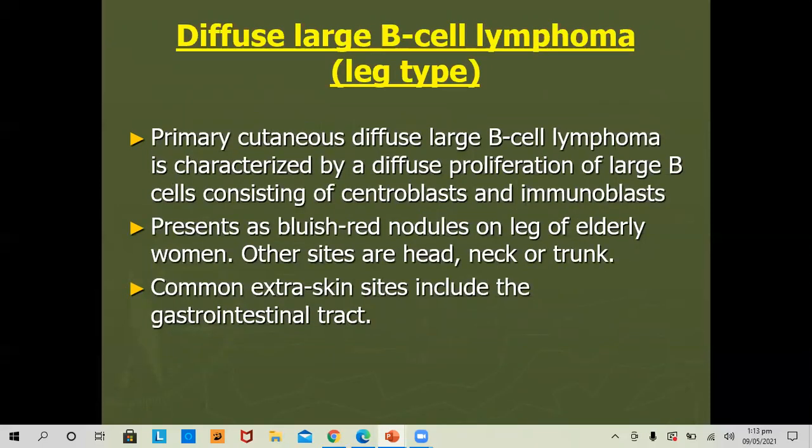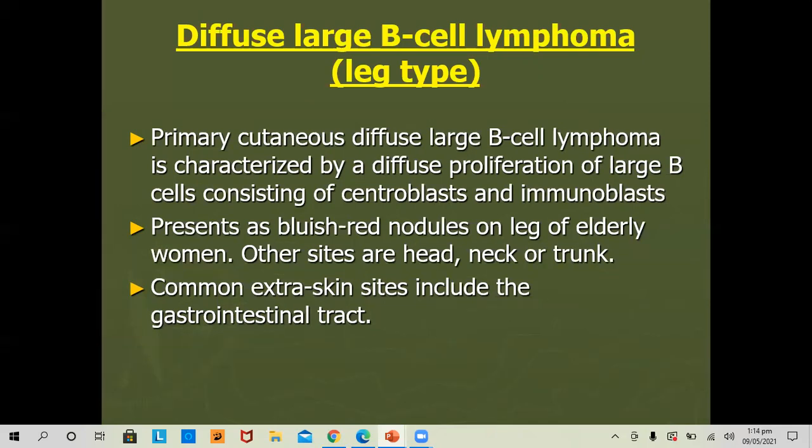There is a third type of primary cutaneous B-cell lymphoma, which is called the large B-cell lymphoma, leg type. The primary cutaneous diffuse large B-cell lymphoma is characterized by diffuse proliferation of large B cells consisting of centroblasts and immunoblasts. Clinically it presents as bluish red nodules on the leg of elderly women. Other sites are the head, neck, and trunk. Since it primarily involves the leg, this tumor is called the leg type.